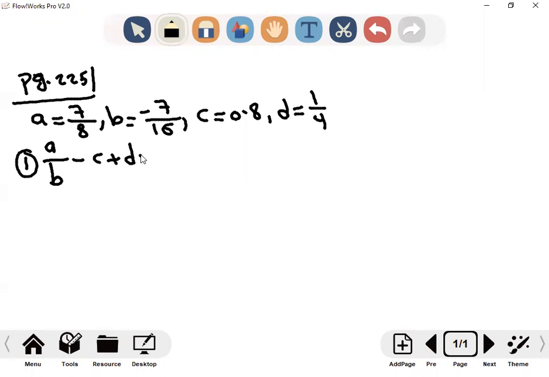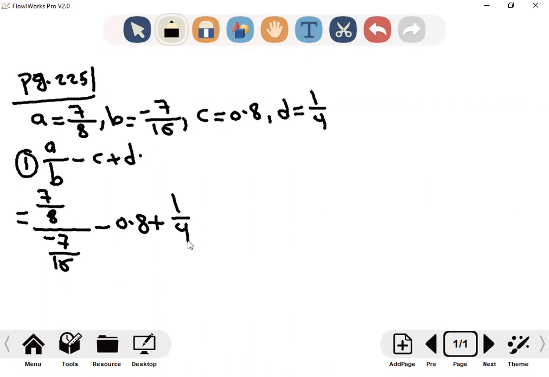Question A over B. The first step, do we know the first step? Replace the variables by their values. So A equals 7/8, all over B. Replace A by its fraction, replace B by its fraction, and the line between them is still the line between them. Next, minus C, plus D.